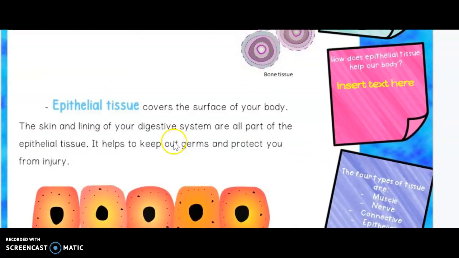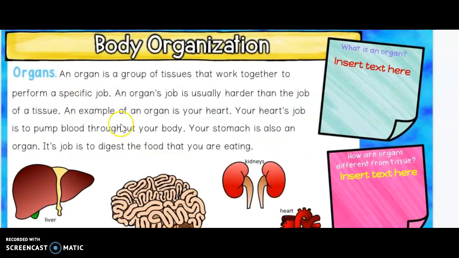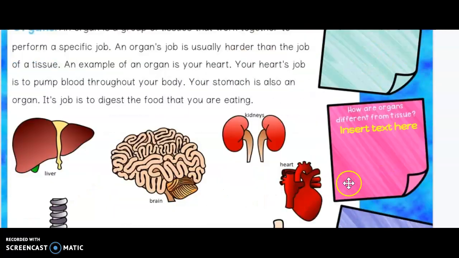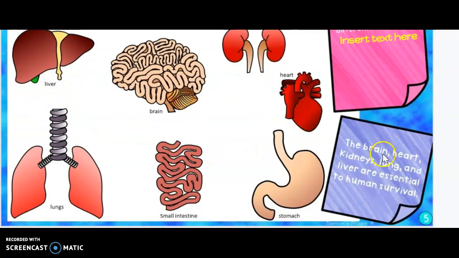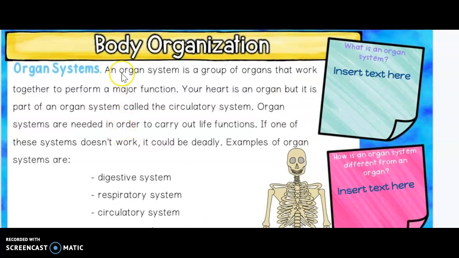Then you're going to learn a little bit more about tissue. And then we're going to start getting into the body organs. So you guys should now know what an organ is. You should know the difference between an organ and tissue. And then you're going to move on to learning about the different body systems, right?